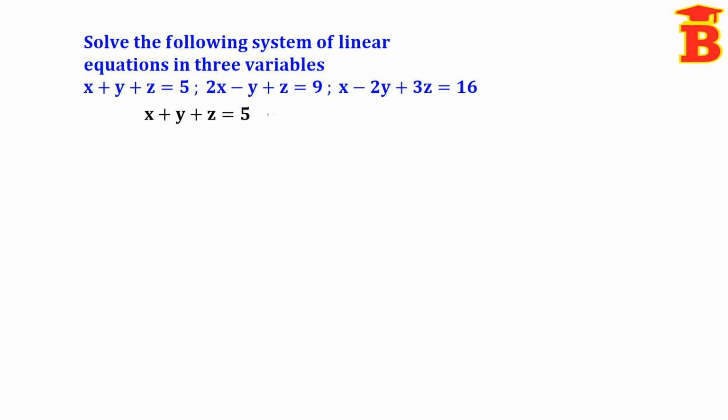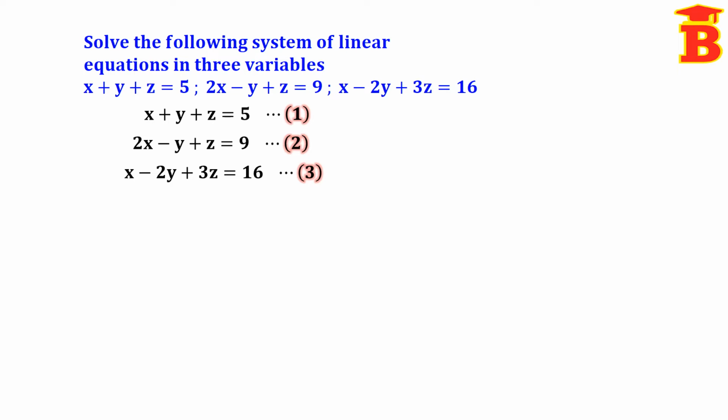Take the first equation, x plus y plus z equal to 5. Take the second equation, 2x minus y plus z equal to 9. And take the third equation, x minus 2y plus 3z equal to 16. We denote the equation numbers within brackets like this.